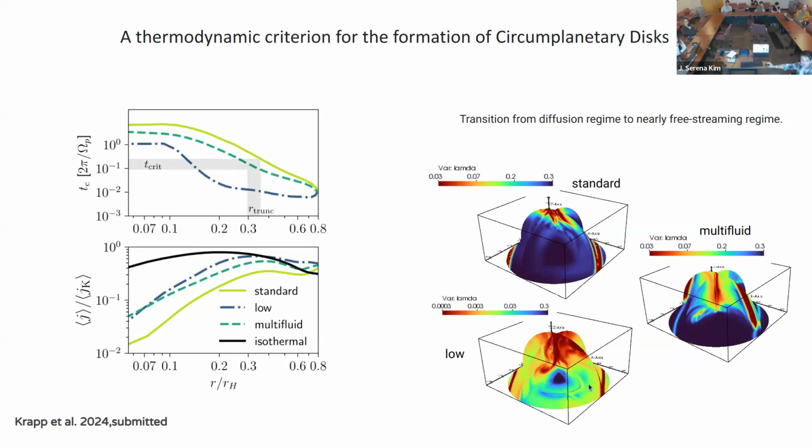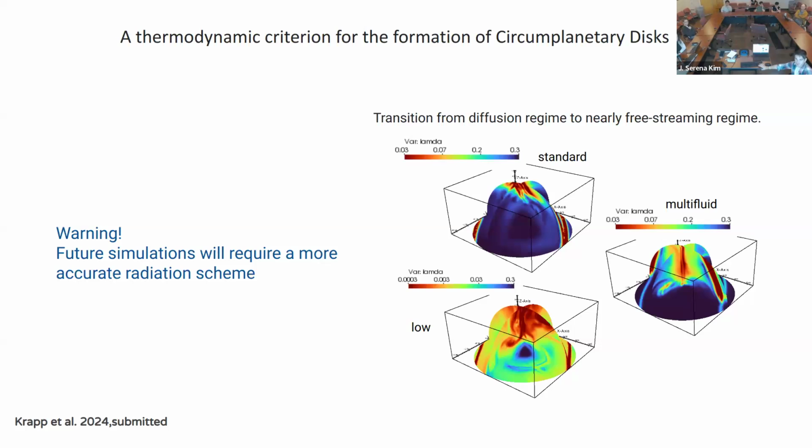Although I don't think it's going to affect the criterion, it's just going to affect whether a given planet or a given initial condition will end up having a CPD or not, in the way that you're treating your energy equations.